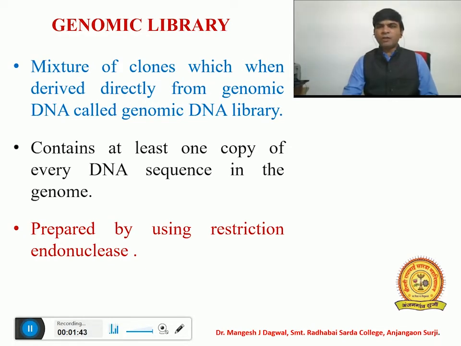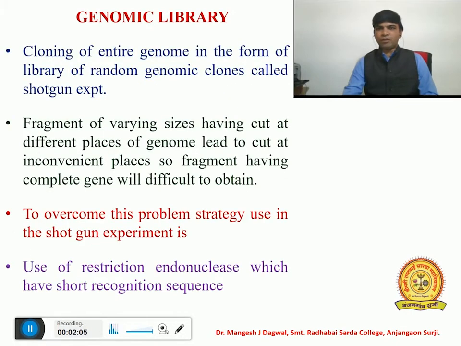Now this genomic library is prepared by using the restriction endonuclease enzyme. This enzyme plays a very important role in the construction of the genomic library, because it cuts the DNA at a specific site, and it is one of the most important tools used in recombinant DNA technology.